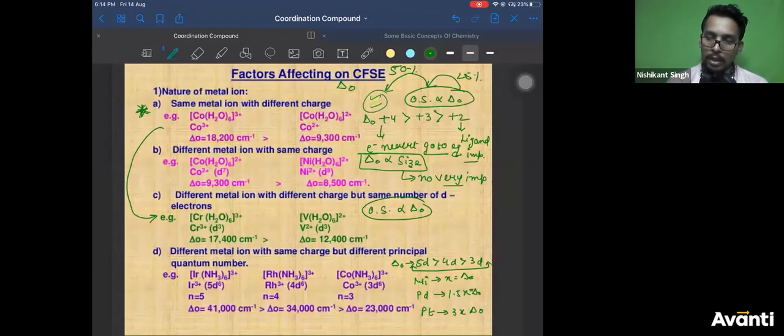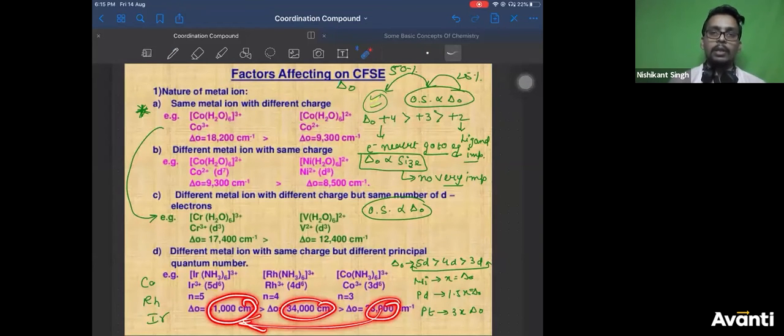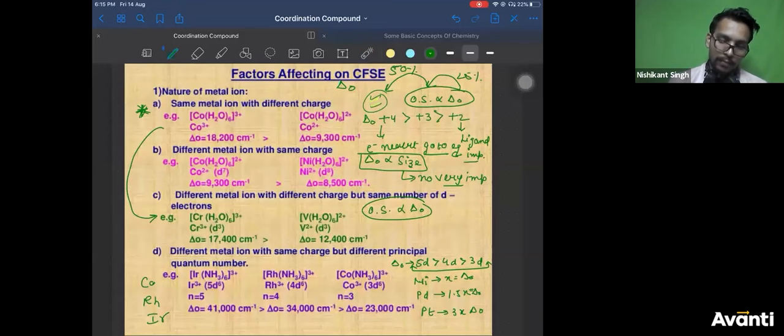This is the reason, you can see here, cobalt, rhodium and iridium lie in the same group. As you go from 3 to 4 to 5, you can see the increase in delta O values. So this is again very, very important. I have marked the important ones. Three factors are very important: ligand, charge or oxidation state, and principal quantum number n. These three factors you should always keep in mind.